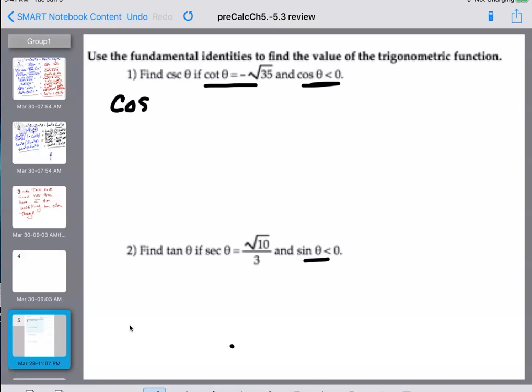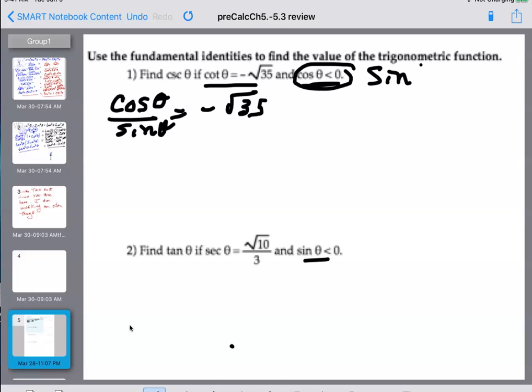I'm given cotangent. Cotangent is the same as cosine theta over sine theta. So if cotangent's negative, one of them has to be positive and one has to be negative. Right now I know cosine's negative, so sine is greater than 0. It's positive. So knowing that is important.